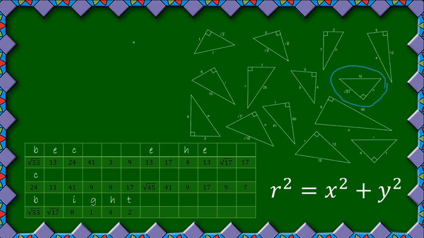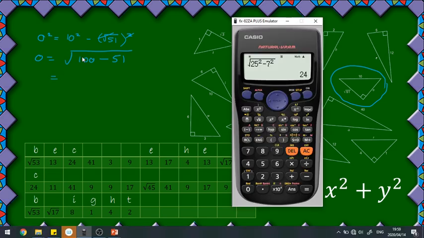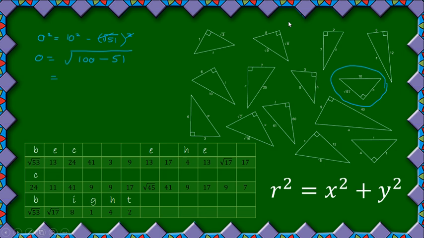So this is an O, and that's the short side. So O squared is equal to my long side 10 squared minus the other short side, square root of 51 squared. So O is equal to the square root of 100 minus, these guys will cancel out, minus 51. Okay, so let's put that into the calculator. Or actually, we don't have to do that. This would be 49, and then that would be 7.